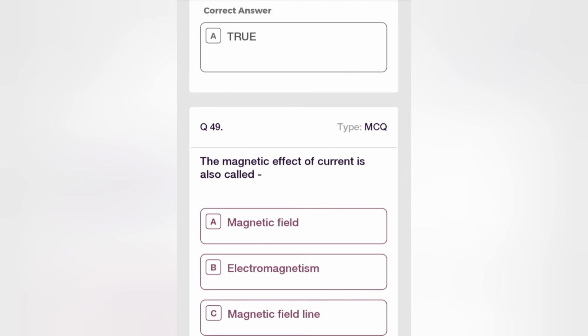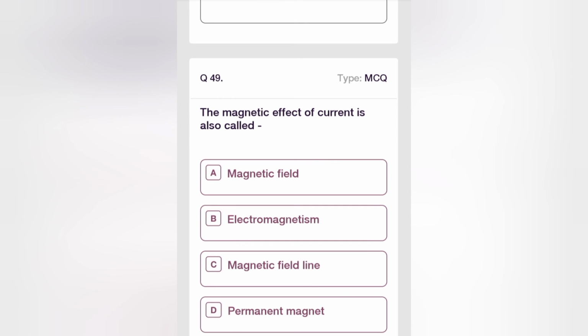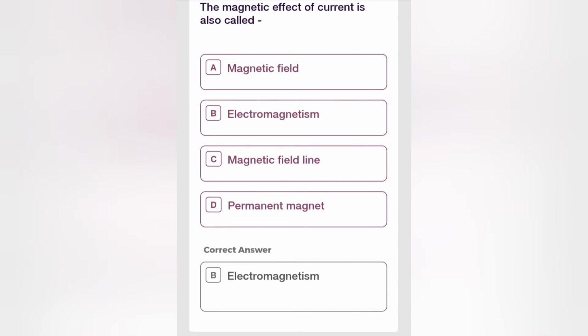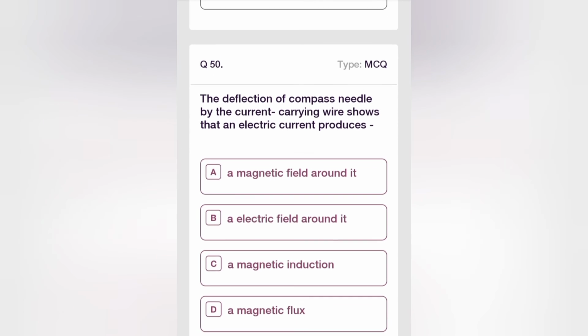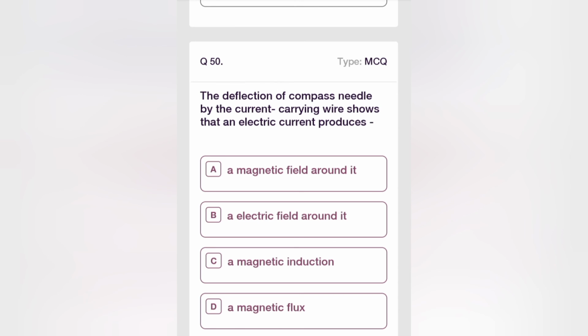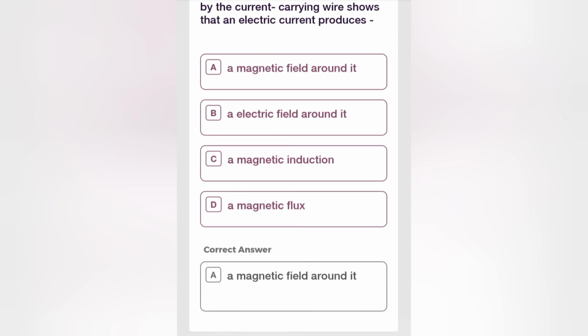Magnetic effect of current is also called electromagnetism. It's not magnetic field. Magnetic field is the area around the magnet where its influence is felt. Magnetic field lines are the magnetic flux, and permanent magnet, no. The answer is electromagnetism. The deflection of the compass by the current carrying wire shows that electric current produces a magnetic field around it. Not electric field, not magnetic induction, not the flux. Option A is the correct answer.